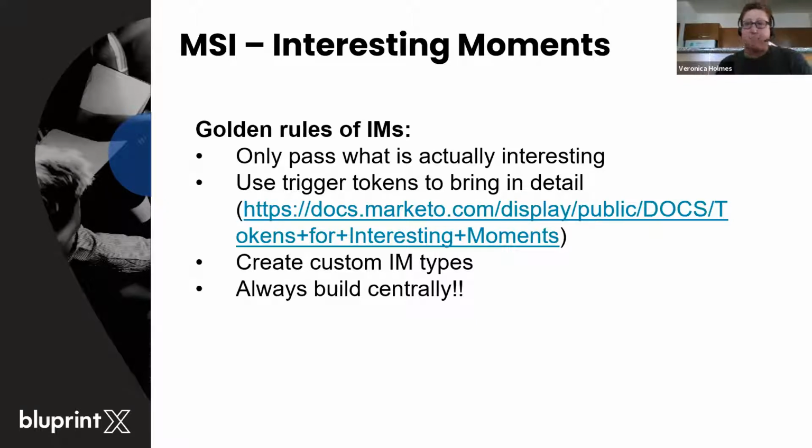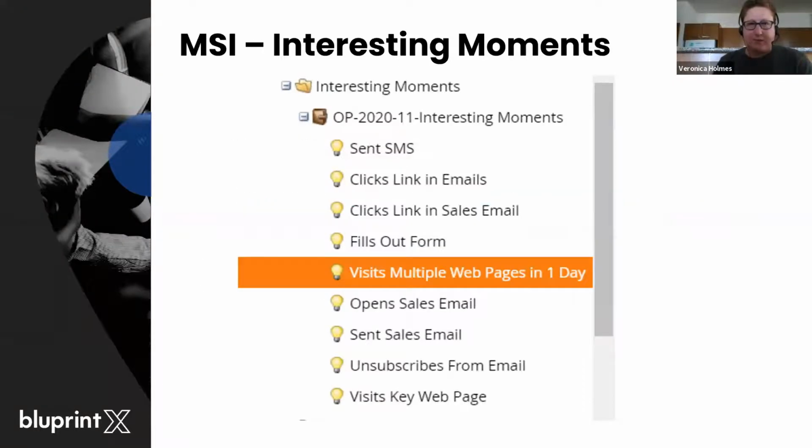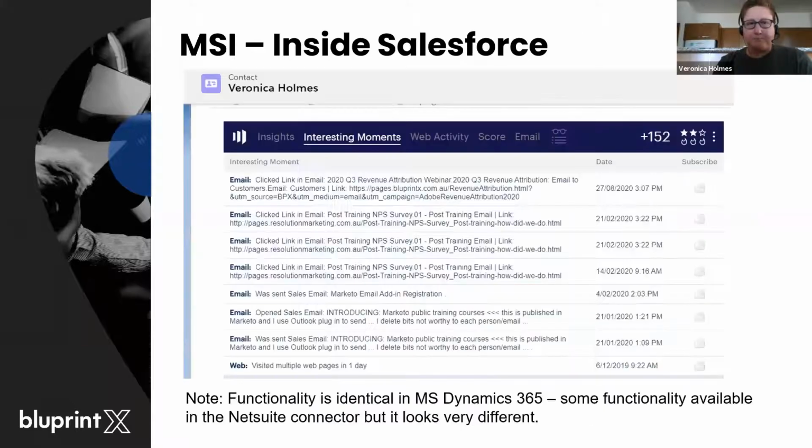So the whole idea about getting this right is to get your interesting moments built centrally. You should actually have a program in your operational part of your marketing activities that's just called interesting moments. Have yourself a program there, set them all in here. And after you have set them up, this is what it's going to start to look like inside Salesforce.